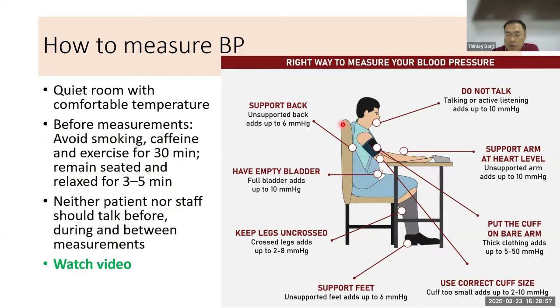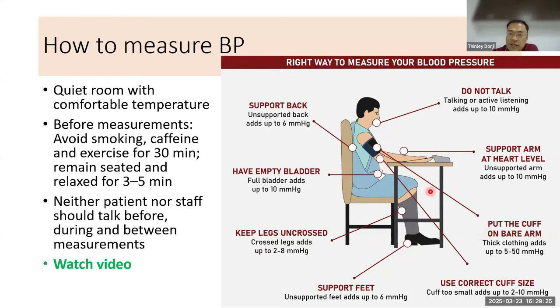So the patient should be seated with a backrest, supporting the back. They should have emptied the bladder; they should have gone to the bathroom. The feet should be on the floor, not crossing over another, so an uncrossed leg, on the floor. The arm can be a little flexed, and the cuff should be at the level of your heart. The machine should be on the table here, and this arm has to be supported.